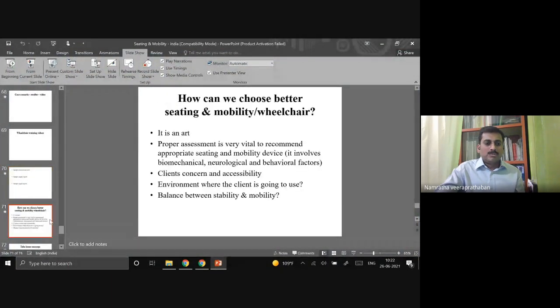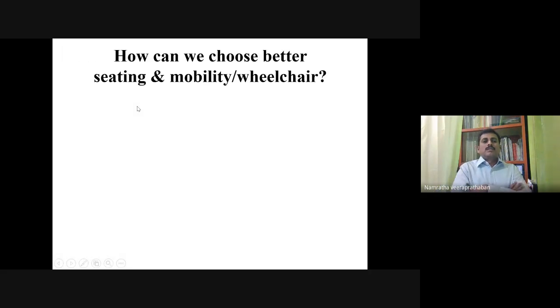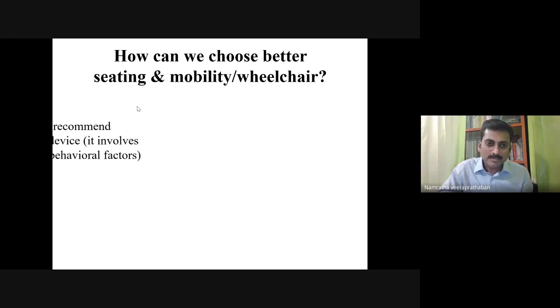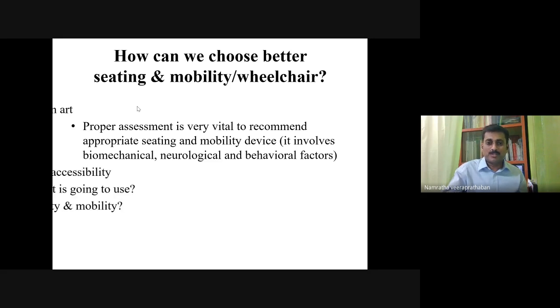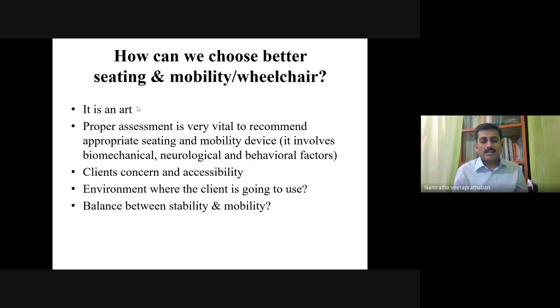Now, we have almost reached the final stage of the presentation. How can we choose better seating and mobility? It's a $1 million question. Proper assessment is very important to recommend appropriate devices. It involves a lot of biomechanical properties, neurological properties, and behavioral factors. If you do that, half the part is done. It is an art, actually speaking. Choosing better seating and mobility is an art.